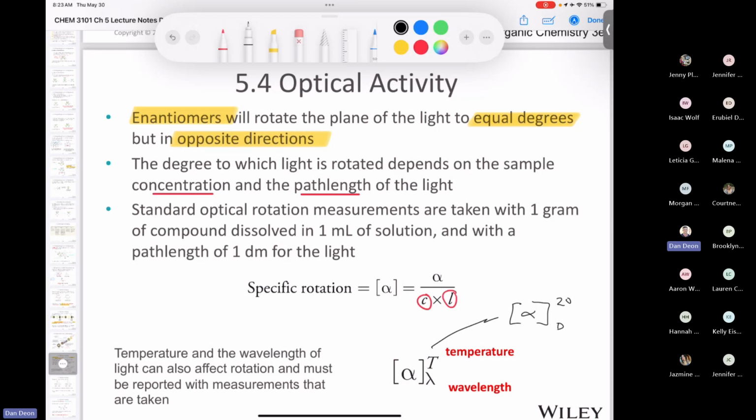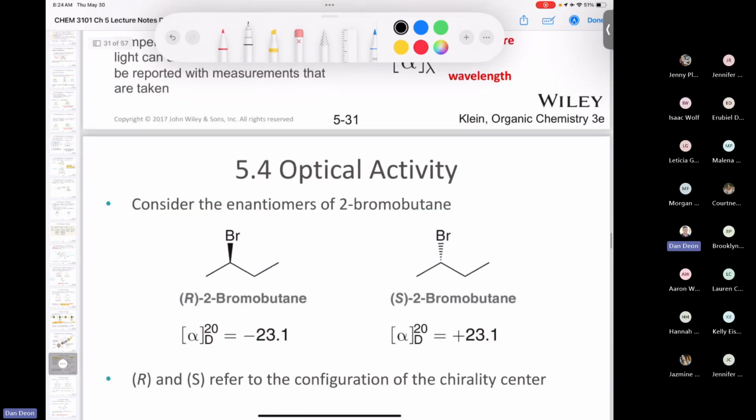And if you're wondering, well, wavelength, shouldn't you write 589? No, it wouldn't be that simple. The way chemists do it is they write D for the D line of sodium. But again, you will not be asked to do any calculations. Okay, so let me show you something that will hopefully help this crystallize in your brain.